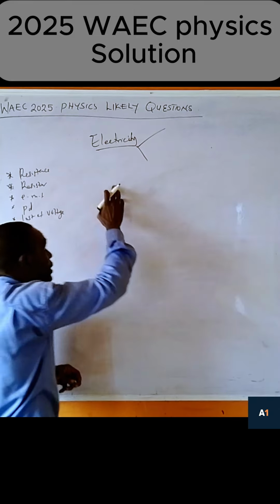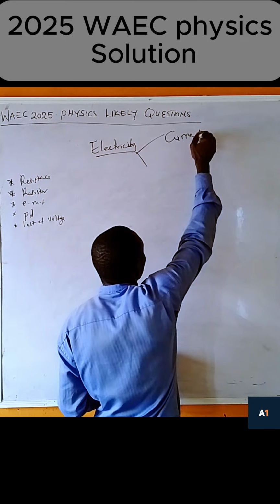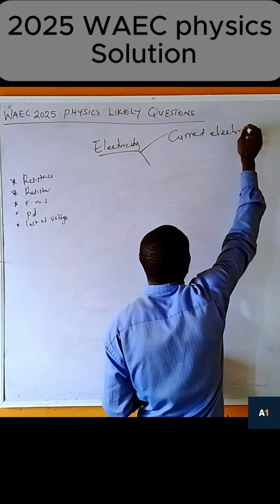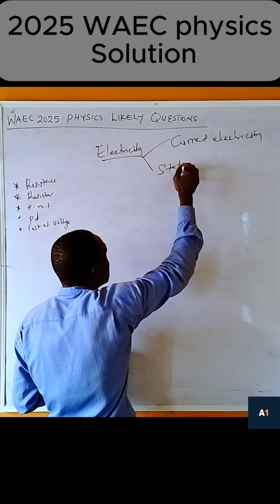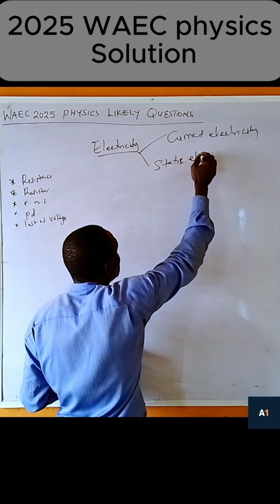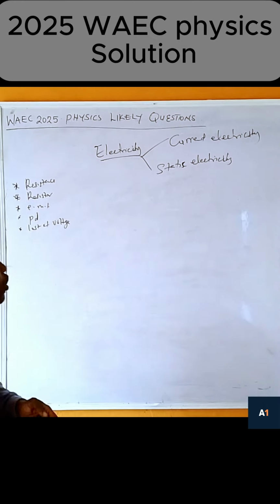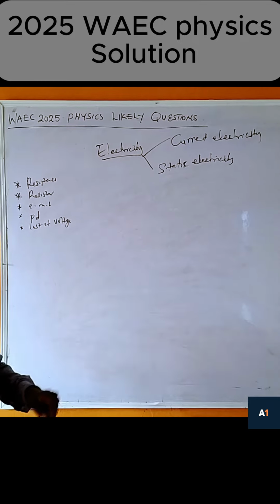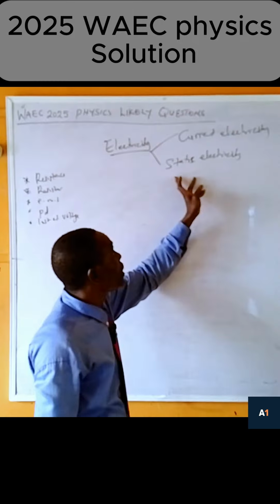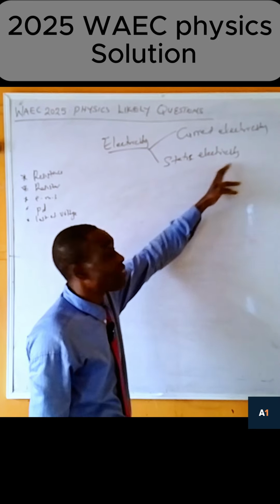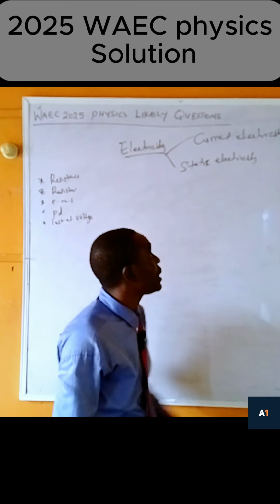So electricity can be divided into current electricity and static electricity. These are the two types of electricity. The study of electricity in motion is called current electricity, while the study of electricity at rest is called static electricity. I want you to understand that.